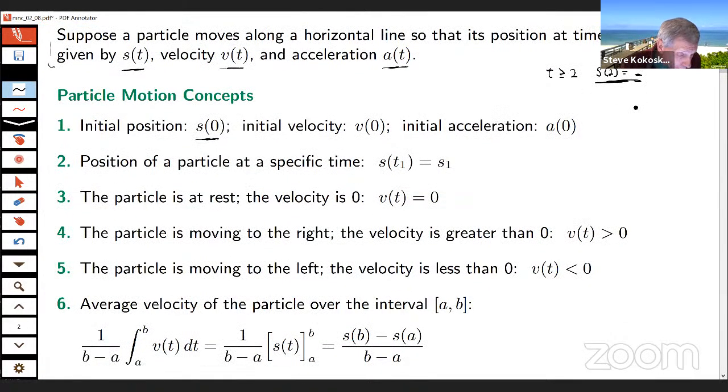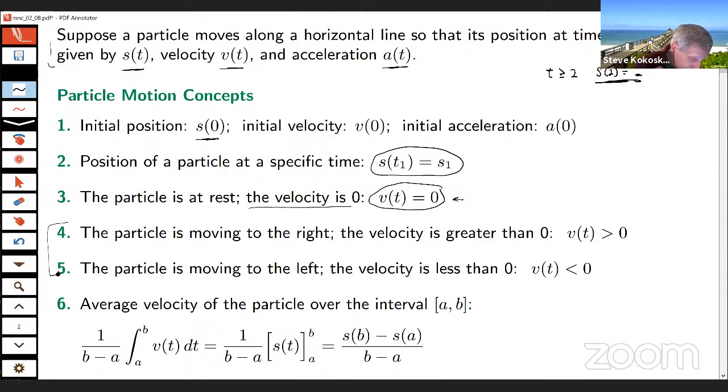All right, well, the position of a particle at a specific time, that's a common phrase we see in these problems, and that's just translated into mathematics as s of t sub 1, where t sub 1 is my specific time, is some value s sub 1. We often have questions where we have to find values of t at which the particle is at rest. Well, that means we have to find those places where the velocity is 0, and that means we have to solve this expression v of t equals 0. This has been kind of a common problem in the technology section, where students have to find these values of t that satisfy that equation using their calculator.